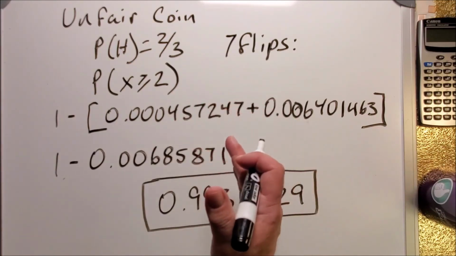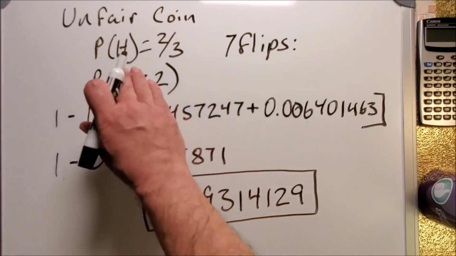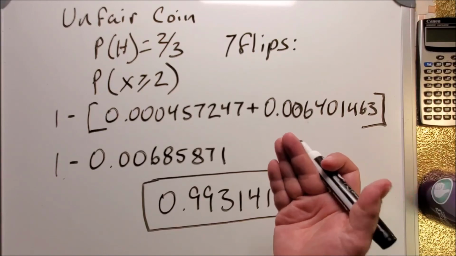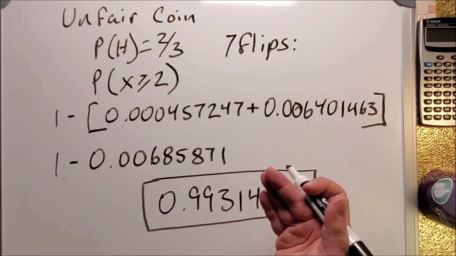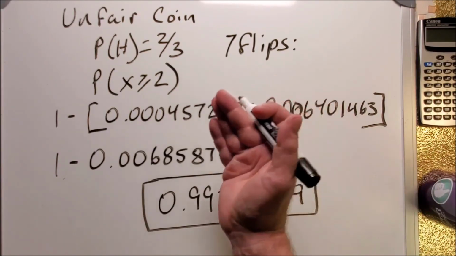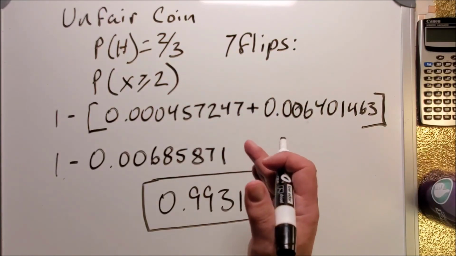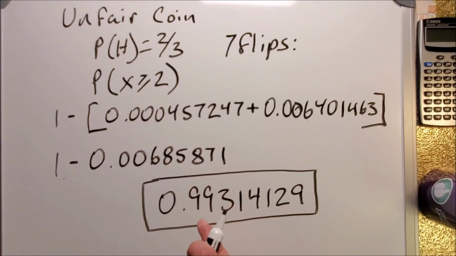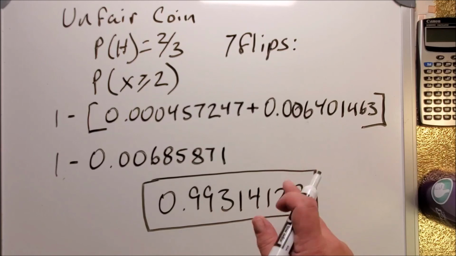This is a coin that we're proposing has a heavily skewed probability towards heads. It's got a 2/3 probability of having a heads. And so we would expect an abundance of successes with this coin. In 7 flips, the probability of getting at least 2 successes is 0.9931429.